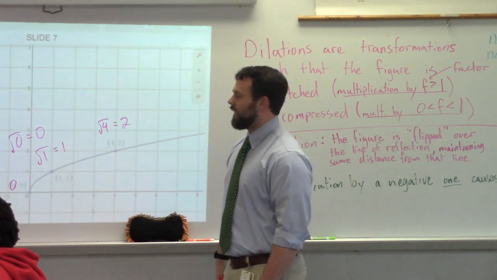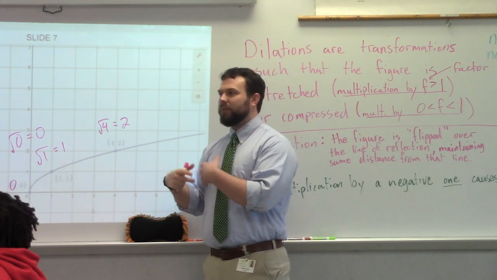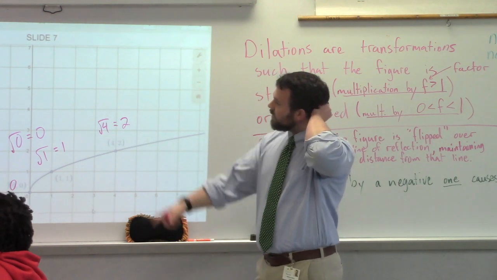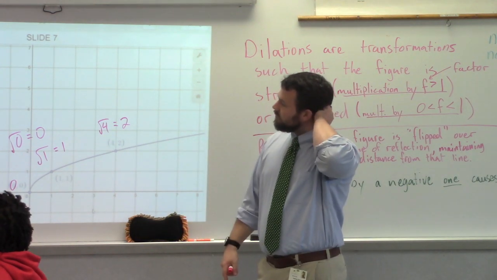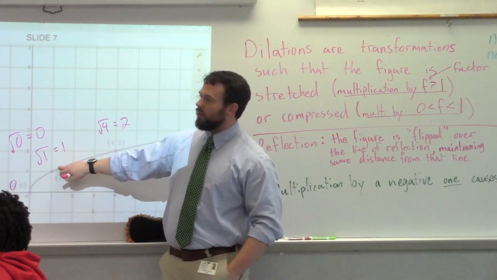What would be the next good input if we're talking about a square root? Wait, what was the question again? The question is, right, so we have an input of 0, an input of 1.